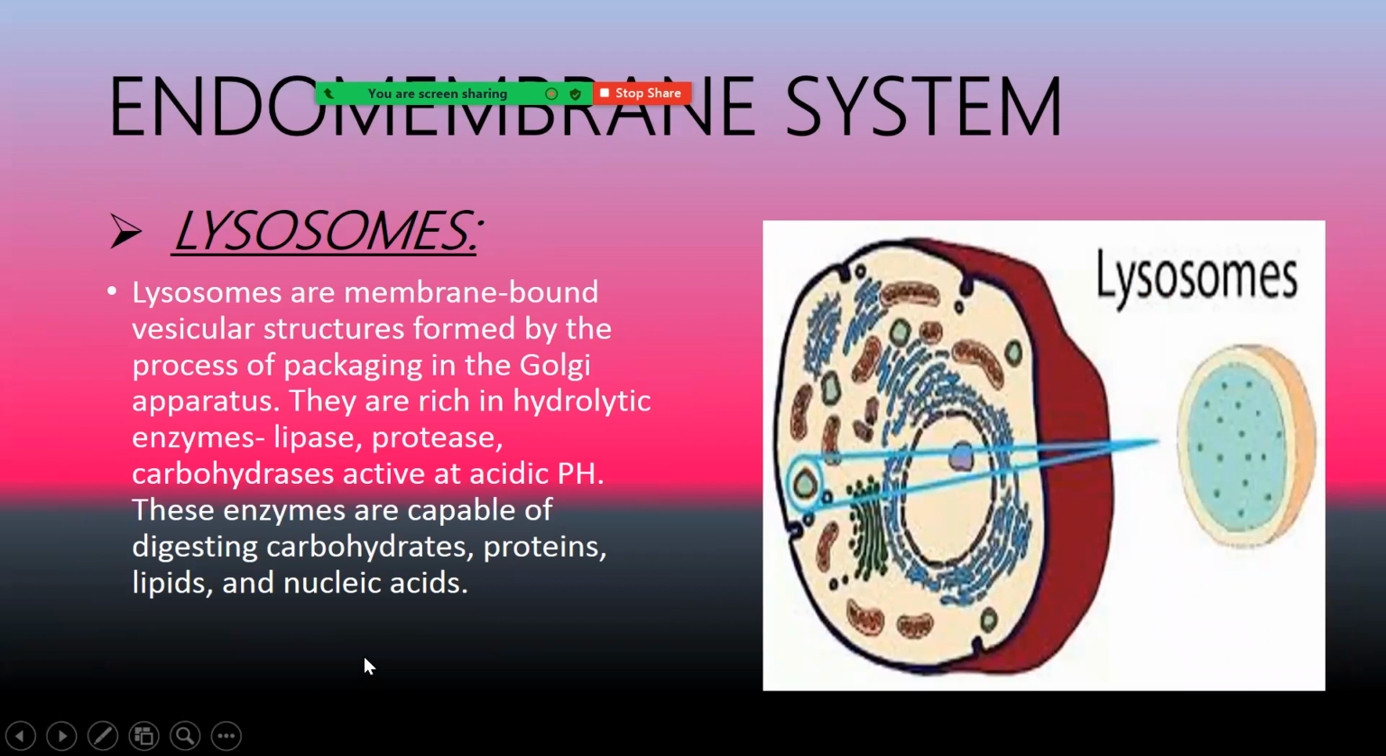Now let's talk about lysosomes. Lysosomes are also known as suicidal bags. You have studied this in junior classes. Why is it known as a suicidal bag? Because it contains hydrolytic enzymes like lipase, protease, and carbohydrase, and it is active at acidic pH. It is capable of digesting carbohydrates, proteins, lipids, and nucleic acids, and if it bursts, it can digest its own cell too.